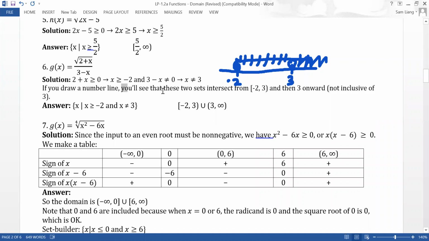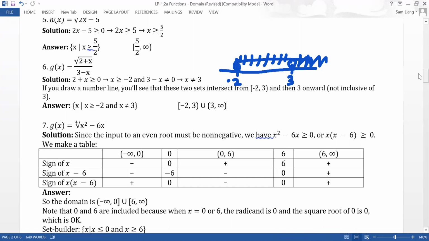So you'll see that these two sets intersect from -2 to 3, which is this part here, and then 3 onward, non-inclusive of 3. And so this will be our final answer for set builder. And interval notation is -2 to 3, inclusive of -2, union 3 to infinity. Note that 3 is not included, so open circle, can't be 3. All right, so that's your final answer for that.